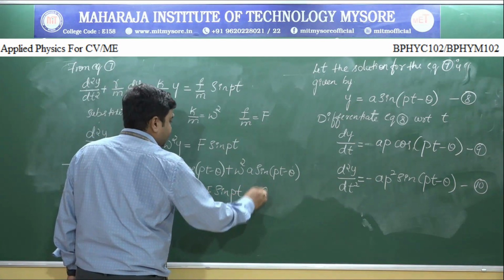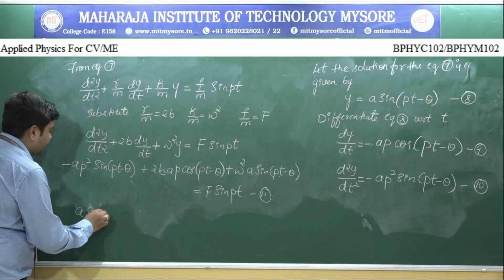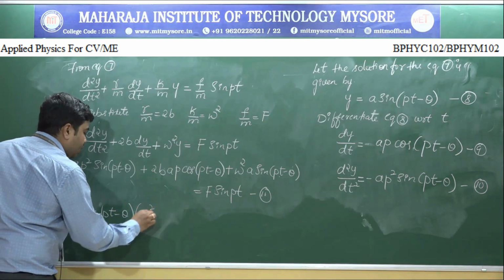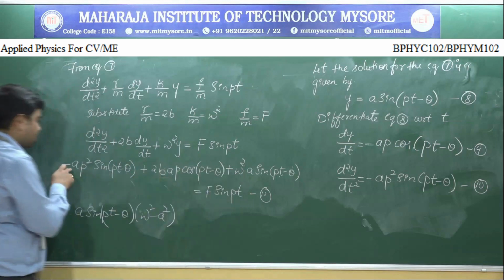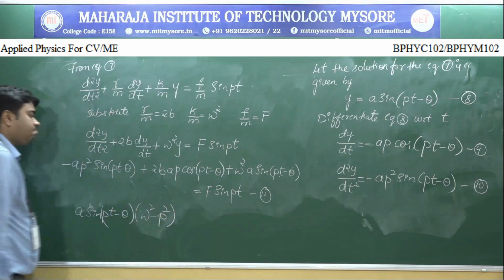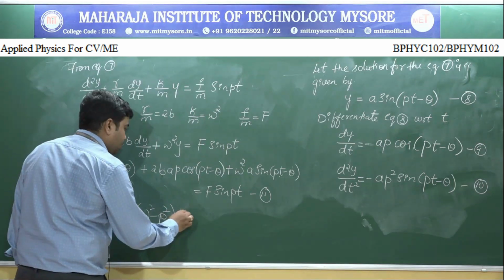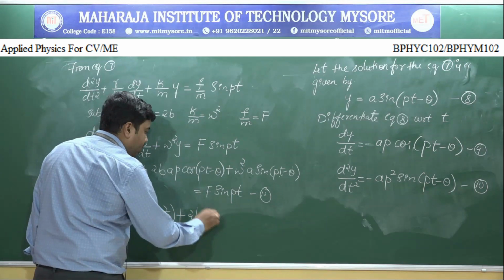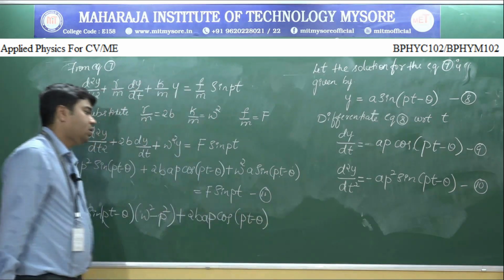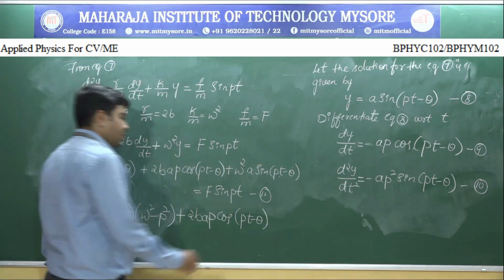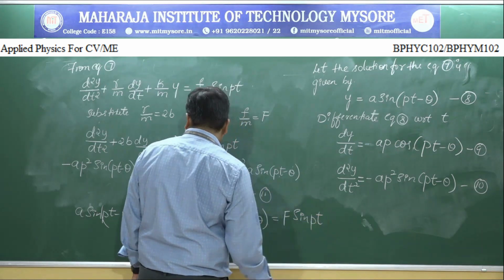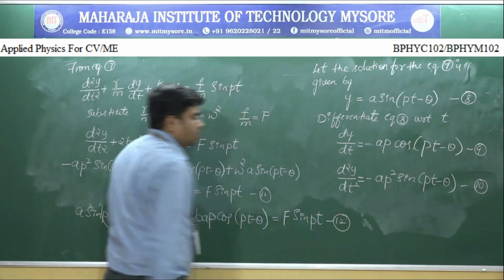We'll call this equation 11. Taking a sin(pt minus theta) common, we are left with omega square minus p square, plus 2b ap cos(pt minus theta) is equal to F sin pt. We call this equation 12.